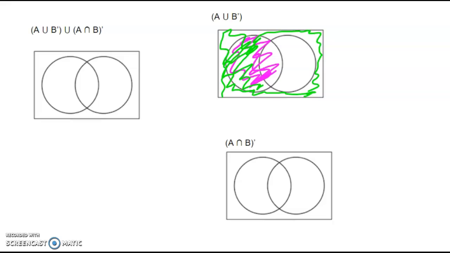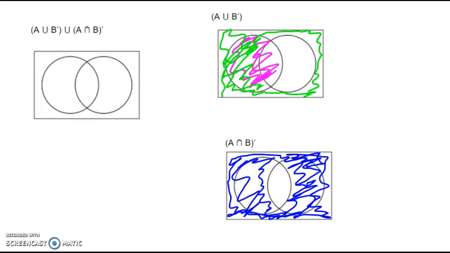That's our first one, and now we're going to look at the bottom one, which is A intersection B prime. Everything where A and B don't intersect. Because it's a union, we're going to put them together, and as you can see, the whole darn thing is shaded.